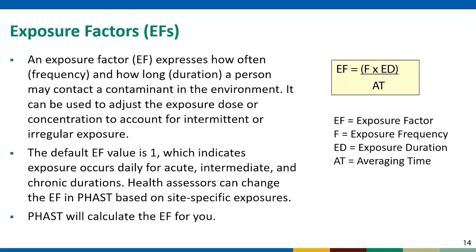Averaging time reflects daily exposure for the duration of exposure for non-cancer endpoints, or it can reflect lifetime exposure for cancer. The default EF in FAST for non-cancer and cancer exposure is 1, indicating that daily exposure is occurring for the entire period of exposure. However, for some scenarios, site-specific information may result in an EF of less than 1, such as if there was intermittent exposure. Once you input the appropriate values for frequency and exposure duration, such as days per week or weeks per year, FAST will calculate the EF for you.